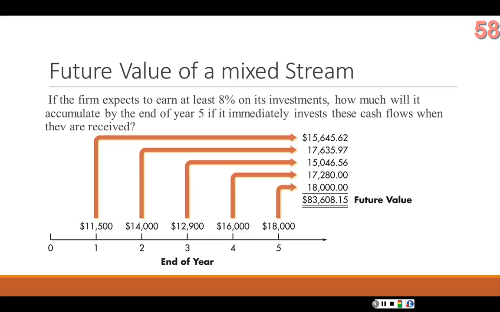So the future value of $11,500 for 4 years would be $15,645.62. The future value of $14,000 deposited for 3 years is $17,635.97. And you can continue this for each cash flow and then add them together. And you would find that the future value of this stream of cash flows is $83,608.15.